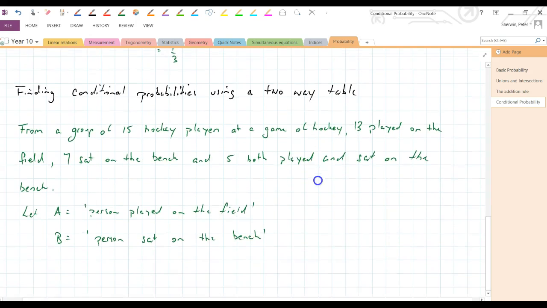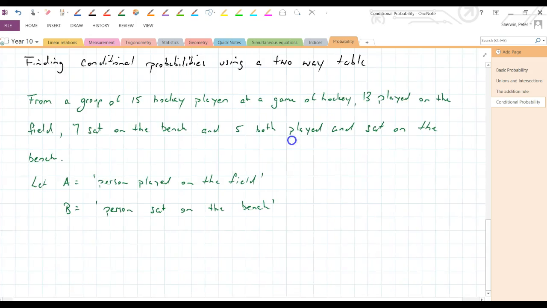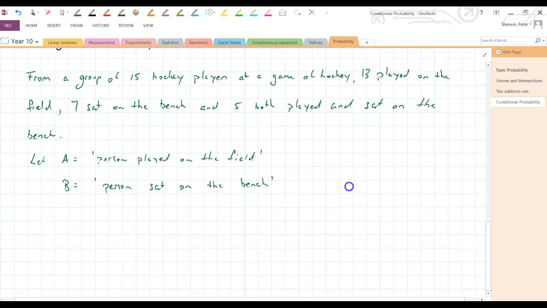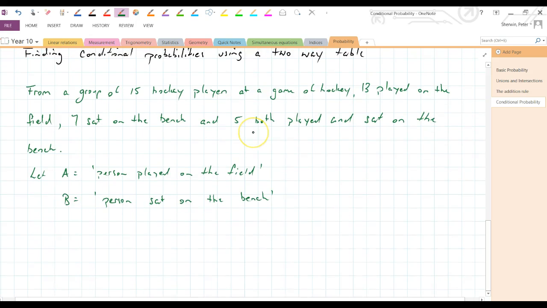We're going to look at it in a two-way table now. From a group of 15 hockey players at a game of hockey, 13 played on the field, 7 sat on the bench, and 5 both played and sat on the bench. So A is a person on the field.